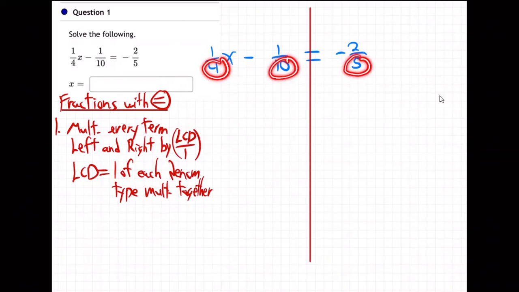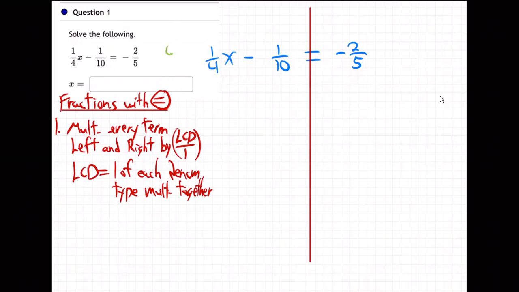Now you might look at 4, 10, and 5 and know some more advanced information. You might go, oh, I know that the LCD is just 20. They all go into 20. You're right. And if you know that, more power to you. That'll work even better. That'll make it easier and nicer. So if you know that, great. I'm not going to mess with that because I've just found that's hard for students to have another step.